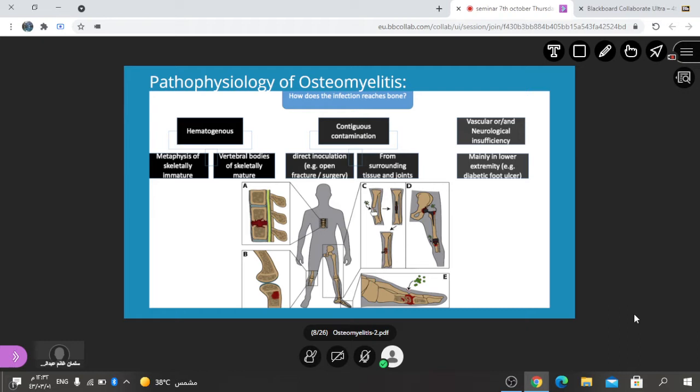In case of open fracture, there is no specific pathogen. It will mostly be polymicrobial. Ali will discuss the antibiotics, but most likely it will be a broad spectrum. This is for the open fracture.